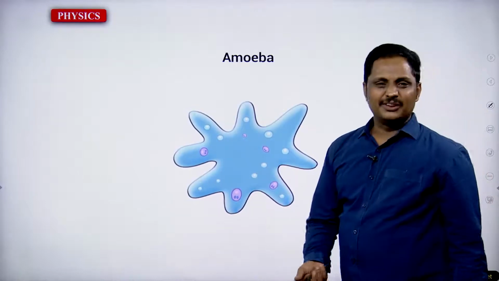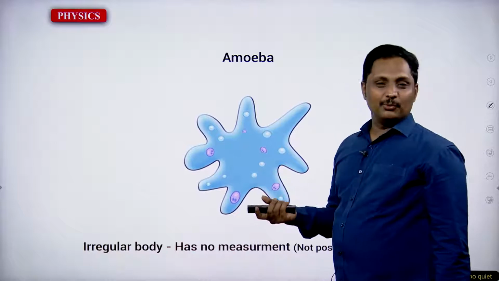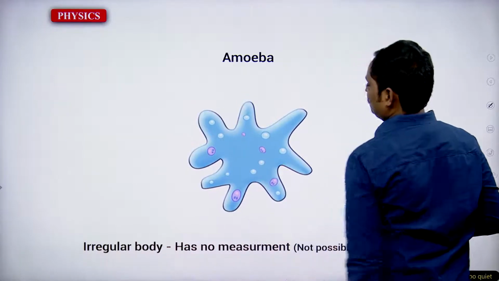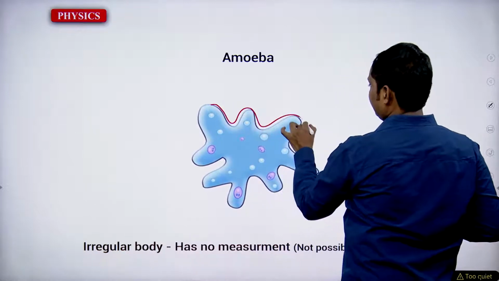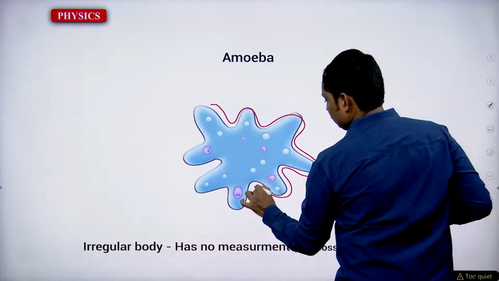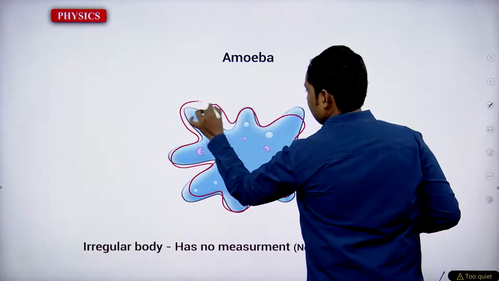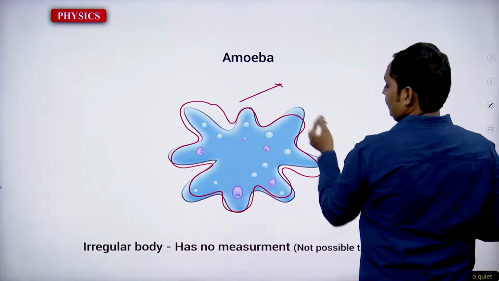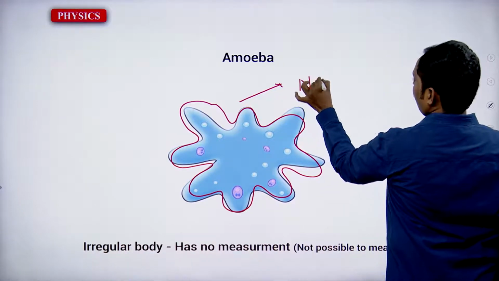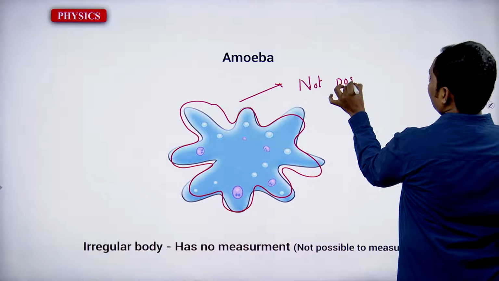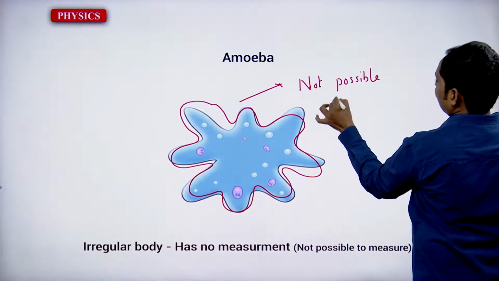It is very simple: we can't measure it, because it keeps changing and is not at all of a uniform shape, so we can't get the area. Yes, this is not possible, it is not possible to measure.